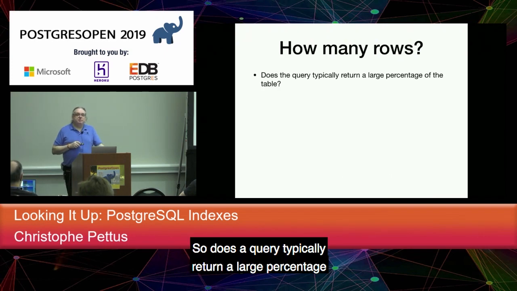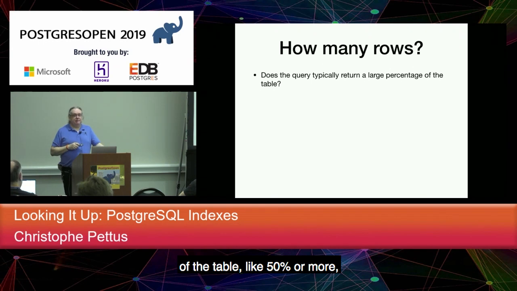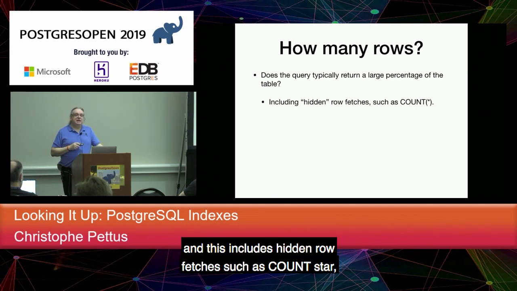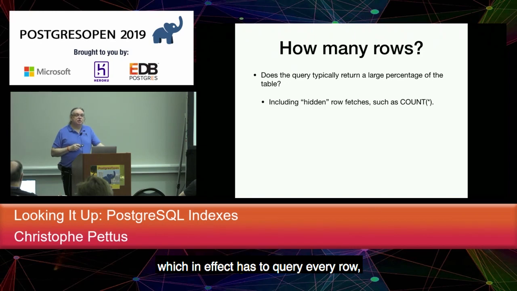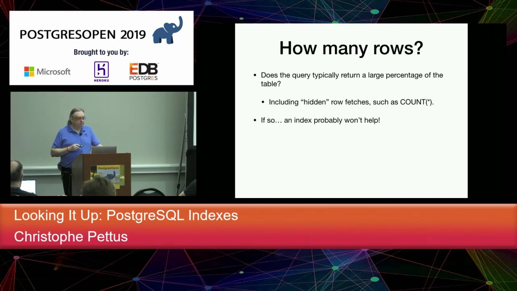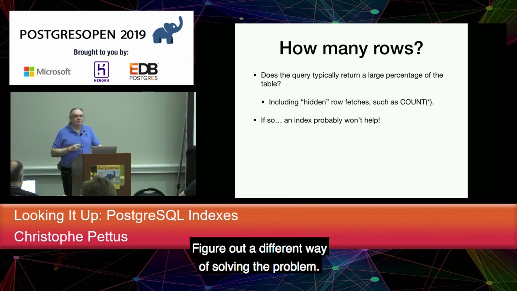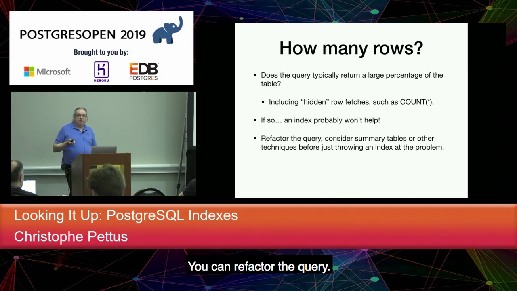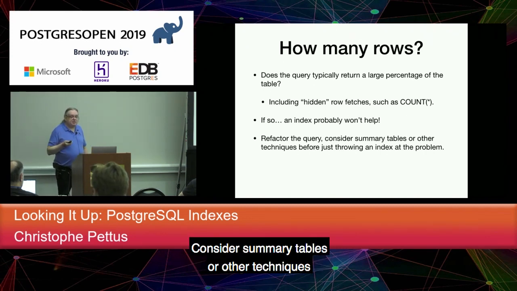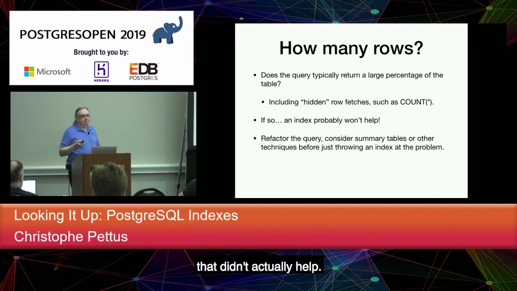Does the query typically return a large percentage of the table, like 50% or more? This includes hidden row fetches such as count star, which in effect has to query every row and pick up every row in the table. If so, an index probably won't help. Figure out a different way of solving the problem. You can refactor the query, consider summary tables or other techniques before just throwing an index at the problem that didn't actually help.